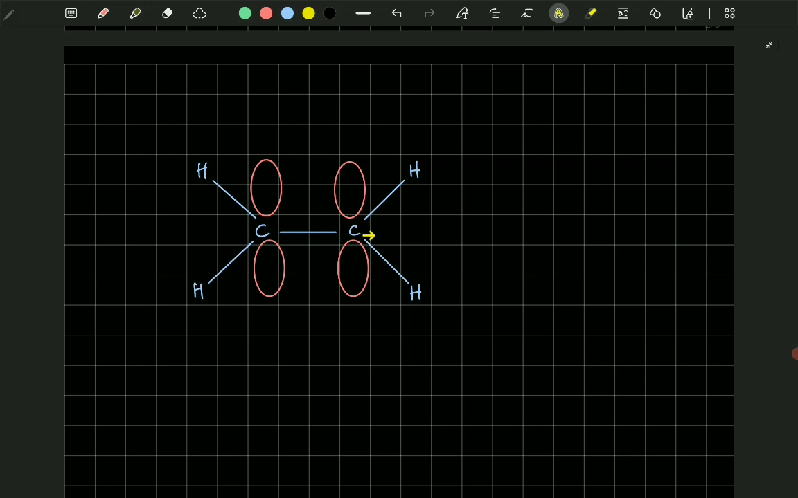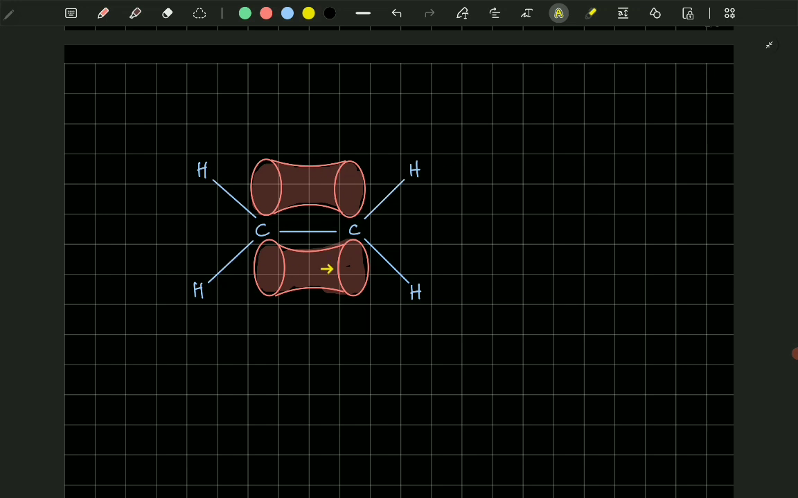Now, carbon had 4 electrons, 3 bonded. The fourth one, the p orbital, remains unchanged. So there's one p orbital that is unchanged, and if both carbons are sp2 hybridized, then they both have spare p orbitals. They will start overlapping above and below, and end up forming a pi bond. They're now overlapping, and there's this electron-rich center. Let me label that. This is your pi bond, and the middle part is your sigma bond.